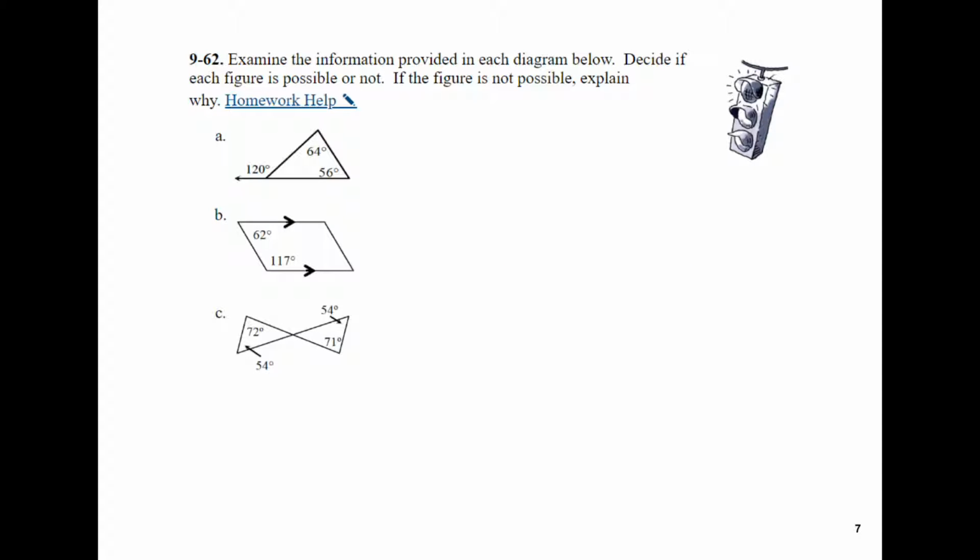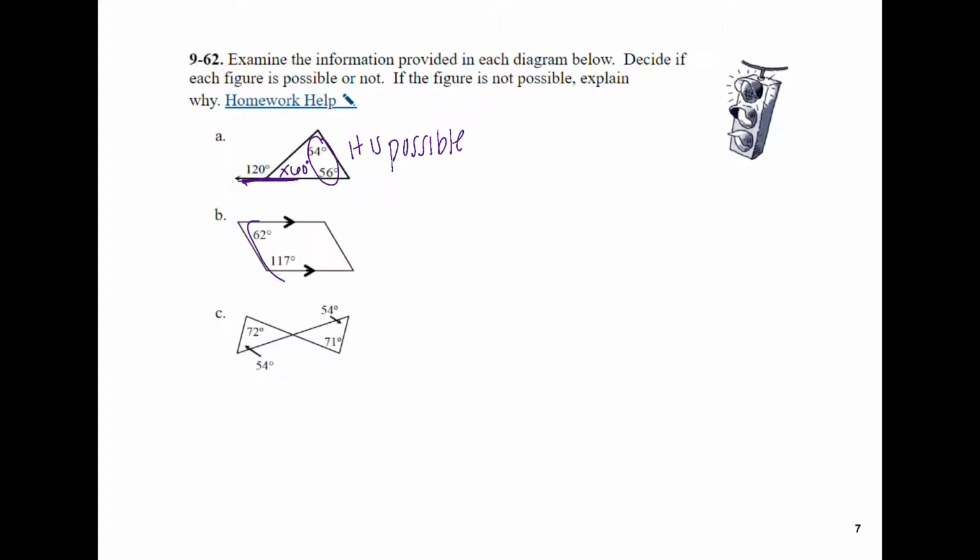9-62 says, examine the information provided in each diagram below. Decide if each figure is possible or not possible. If the figure is not possible, explain. So looking at my triangle here, I know that this is a supplementary angle. So x plus 120 needs to equal 180. So I know that x is 60 degrees. If I add my interior of my triangle together, it needs to equal 180, which this does. So this is possible.